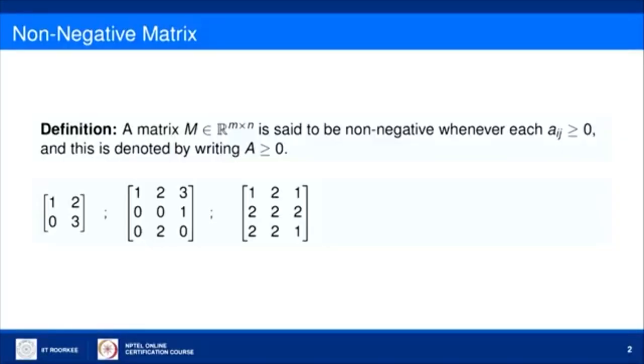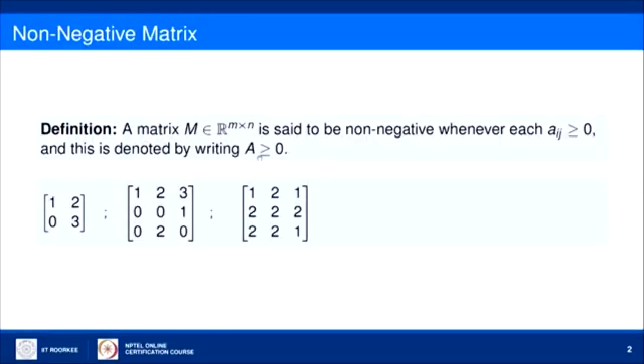A matrix M, which is a real matrix of size m by n, is said to be non-negative whenever each entry of this matrix is non-negative. It means 0 is allowed here, unlike the case of positive matrices where each entry is strictly greater than 0. Such matrices are denoted by capital A greater than or equal to 0. For example, 1, 2, 0, 3, this 2 by 2 matrix is a non-negative matrix. Similarly, this 3 by 3 matrix is again a non-negative matrix, but these two are not positive matrices. This particular matrix is a positive matrix. Moreover, every positive matrix is a non-negative matrix in the sense that it does not have any negative value.